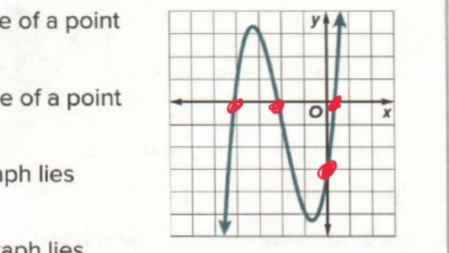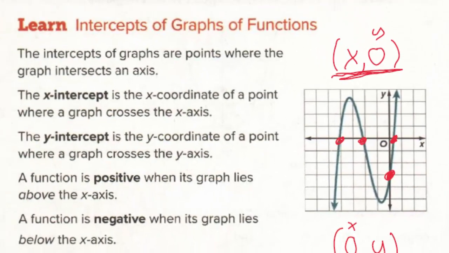A function is positive when its graph lies above the x-axis. So looking back at our graph again, this portion up here, all this stuff that's above the x-axis, that's where the graph is positive. And this entire portion down here below the x-axis is where the graph is negative.